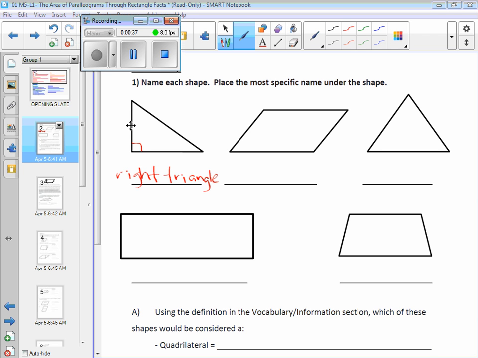Second shape. Don't always assume that certain sides are equal. The only thing I'm going to tell you with this shape right here is that this is parallel to this, and those sides are also equal in length. I'll tell you that as well. This is parallel and equal in length to that. What's it called, Nick? That is your parallelogram.